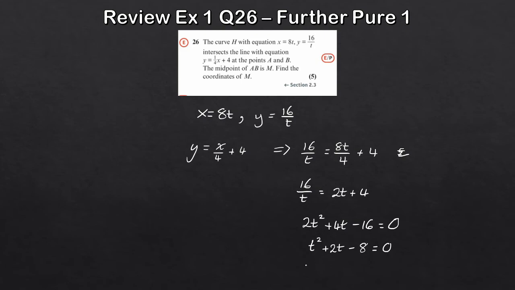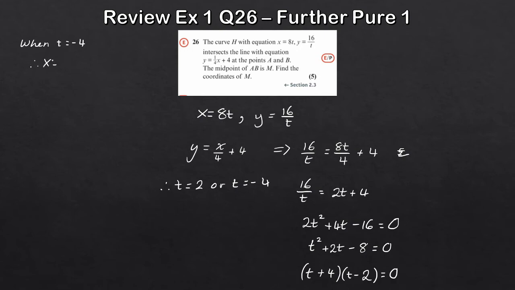And then factorise here if we can. So we should be able to, yeah, we can. That's going to be t plus 4 times t minus 2 is equal to 0. So what that means, therefore, is that t is equal to 2, or t equals minus 4. We need to consider what happens with both of these now. So when t is minus 4, what do we get? Well, that's 8 times minus 4, therefore x is equal to minus 32.